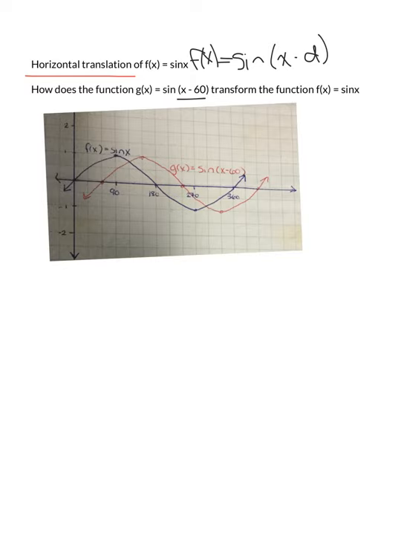It is a little bit backwards. So if we have a minus 60, it actually means a shift right 60. A lot of people are going to think it's left, just like when we move our quadratics, it's the opposite sign. So this means that every key point has been shifted right 60 degrees.